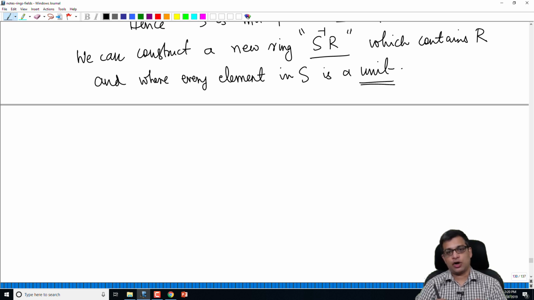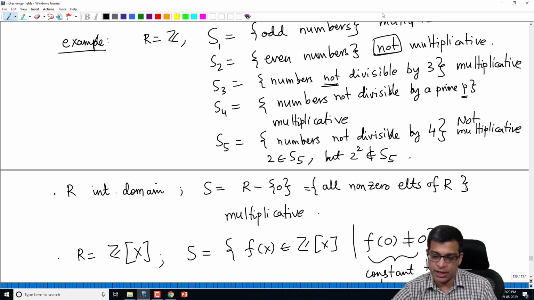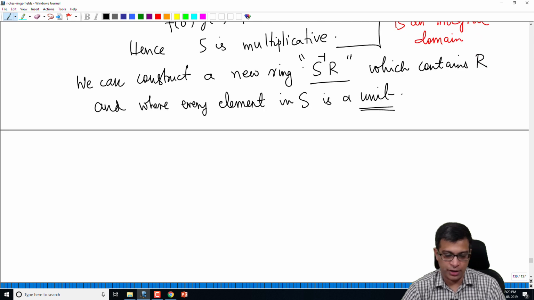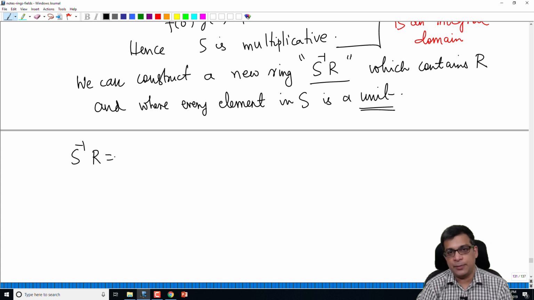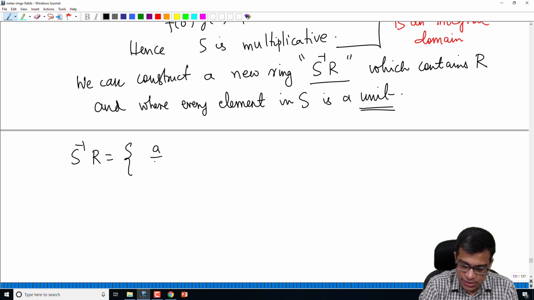This process is called localization, and what we are doing is forcing every element of S to be a unit. In general, of course, when you take a multiplicative set, the elements are not units. In these examples, you can see that odd numbers are not units; 3 is not a unit in S1. However, we can construct a new ring where it becomes a unit. So, we define S inverse R. Please keep in mind the example of how we construct rational numbers from integers. We have integers and we take ratios. In S inverse R, we take ratios where the denominator is in S.